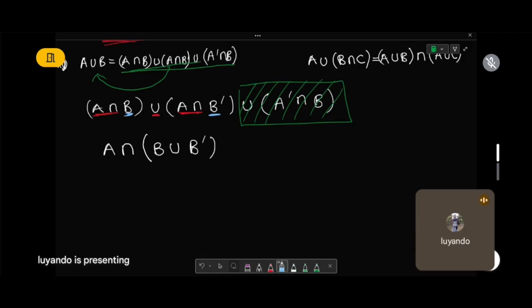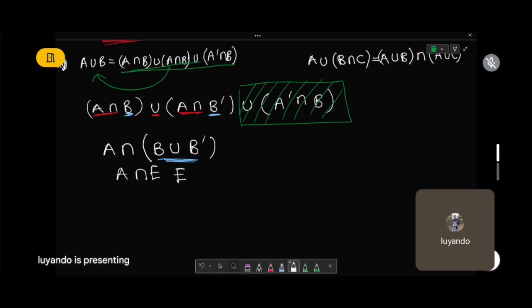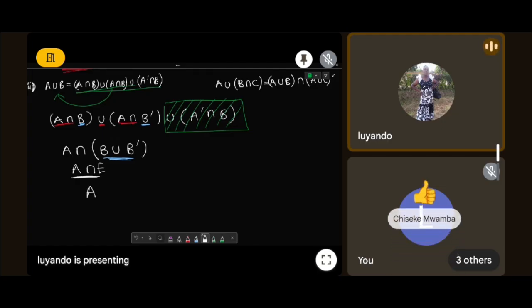From the previous question, we already dealt with this part. We already said that this part is equal to E. So this will be equal to A intersection E. From the other question again, we said that this is just going to simplify to A. I'm pretty sure we can remember that, right? Okay, are we together on that?